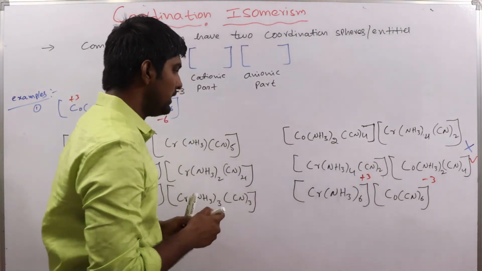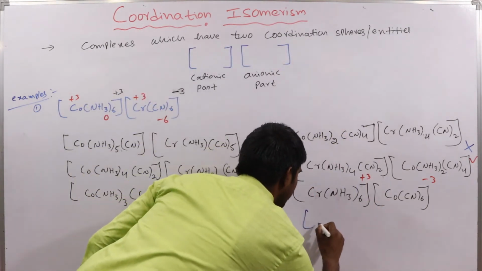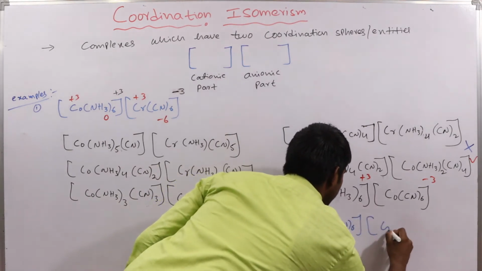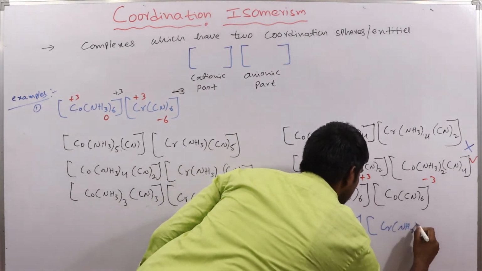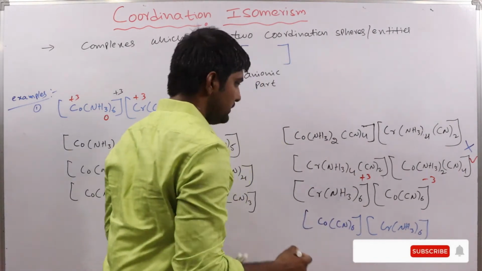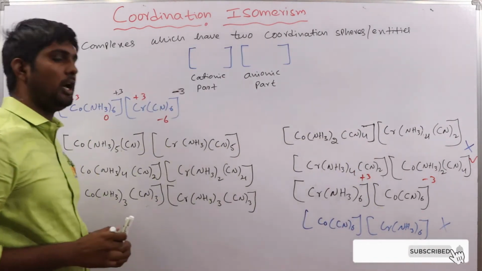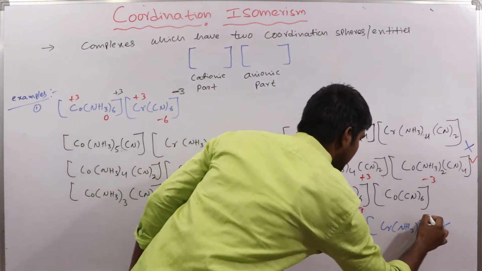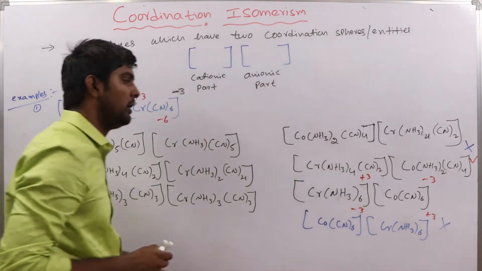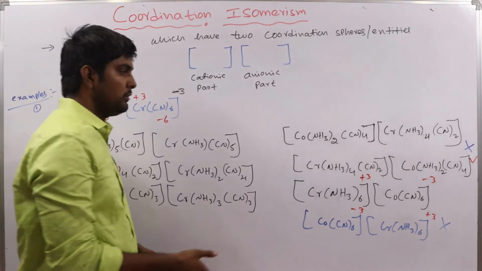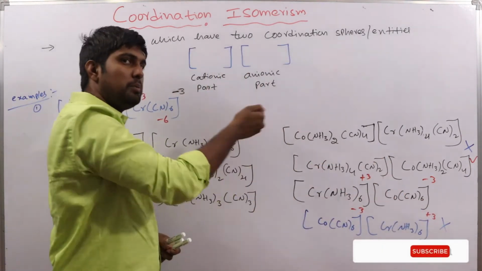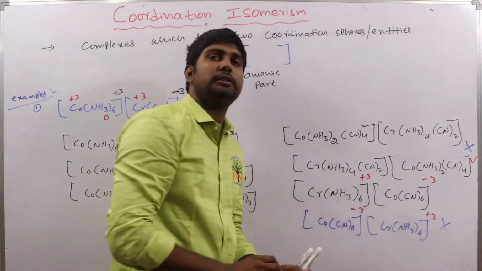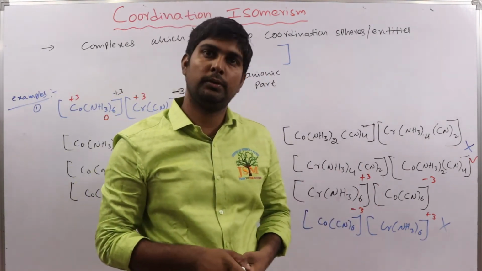Okay, if you write in this way, that is wrong. Let us see that. If you write like this, this is the wrong way to represent. So what is the reason here? See here we have 3 units of negative charge, here we have 3 units of positive charge. So definitely the cationic part must be on the left side, the anionic part must be on the right side according to the IUPAC rules. Okay, clear?